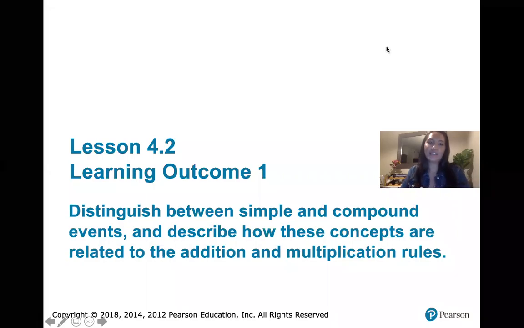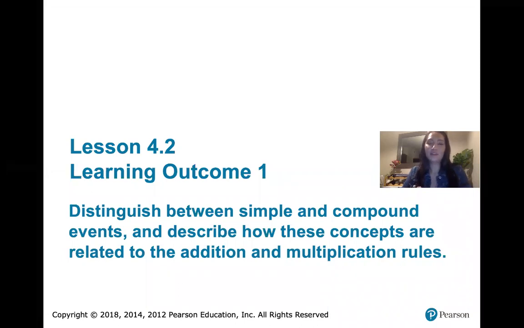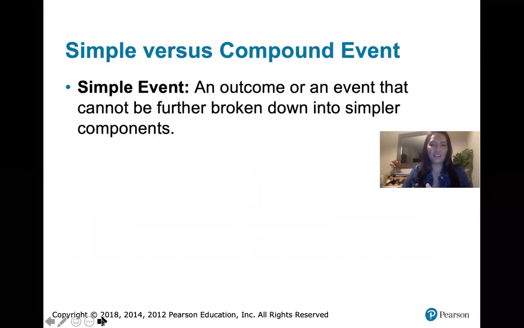In this video, we discuss learning outcome number 1 from lesson 4.2. My goals for you are these. I want you to be able to distinguish between simple and compound events, and then I want you to be able to describe how these events are related to the addition and multiplication rules for computing probabilities that we'll be discussing in this section. So let's look at the definitions.